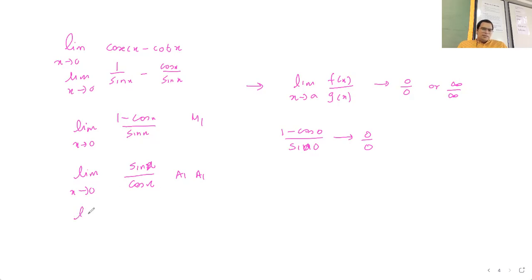Now, the limit as x tends to 0 of sin x over cos x: sin 0 over cos 0 is 0 over 1, so you can't apply L'Hopital's rule further, and your answer becomes 0. So that's the answer for this particular question that uses the basic L'Hopital's rule.